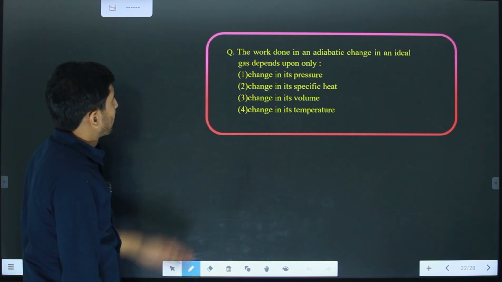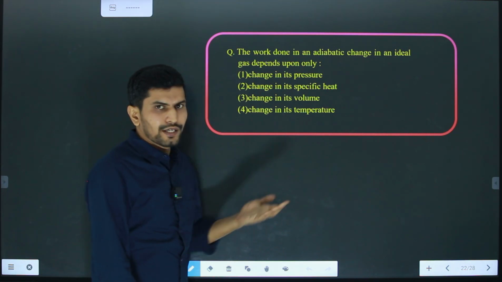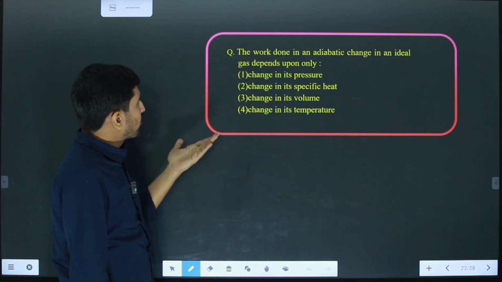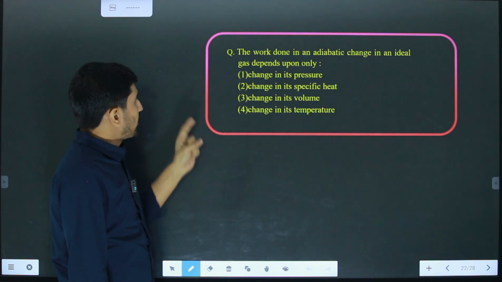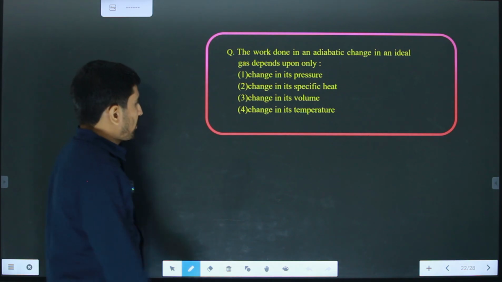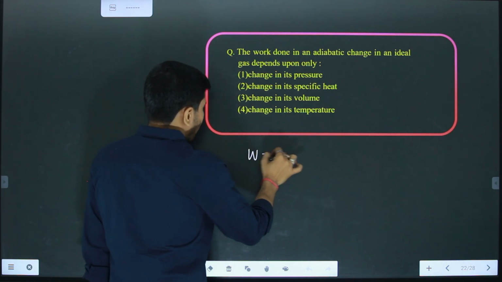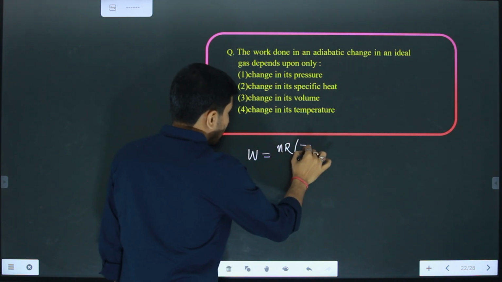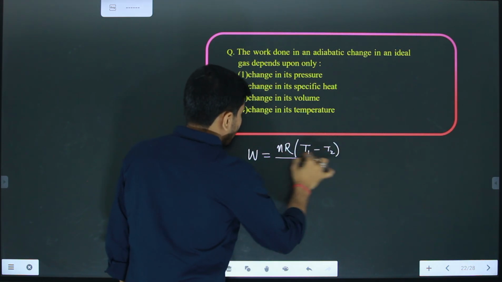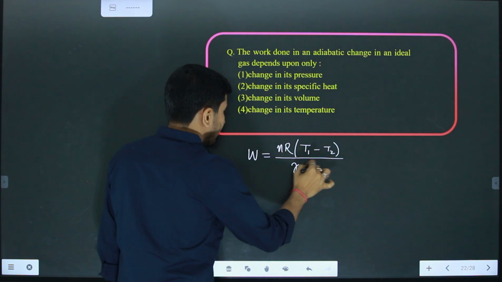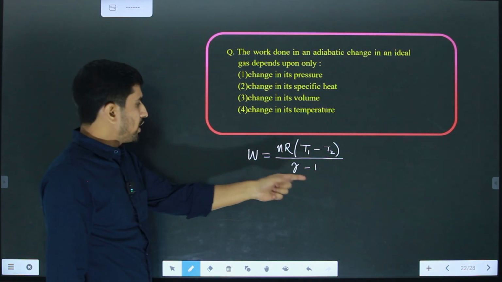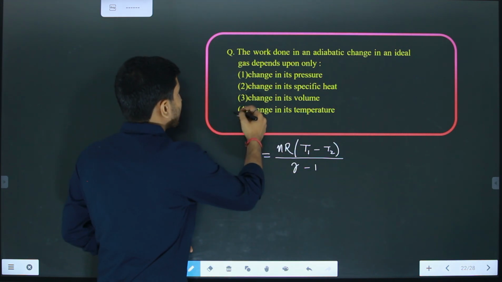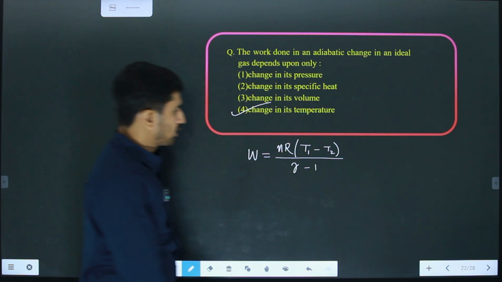Again we have one question where we don't have to do any numerical. Work done in an adiabatic process for an ideal gas depends on what factor? Well, let's write down the work done formula. Work done is number of moles multiplied by molar gas constant, then the change of temperature divided by gamma minus 1. So work done depends on the change of temperature, right. So let's move on.